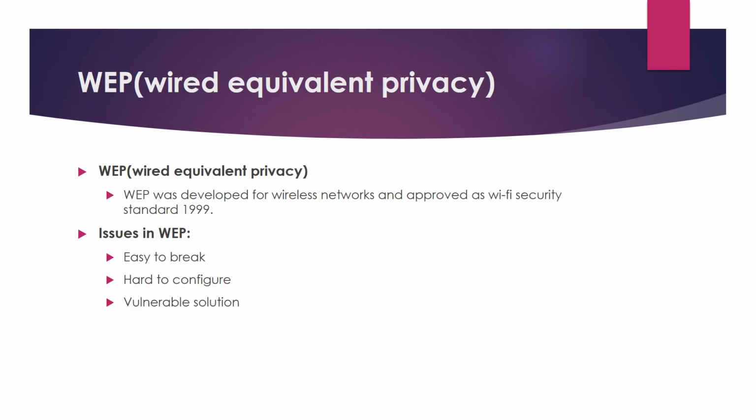First comes Wired Equivalent Privacy, WEP. It was developed for wireless networks and approved as a Wi-Fi security standard in 1999. The issues in WEP were that it was easy to break, it was hard to configure, and it contained vulnerabilities. So there were some issues in WEP.